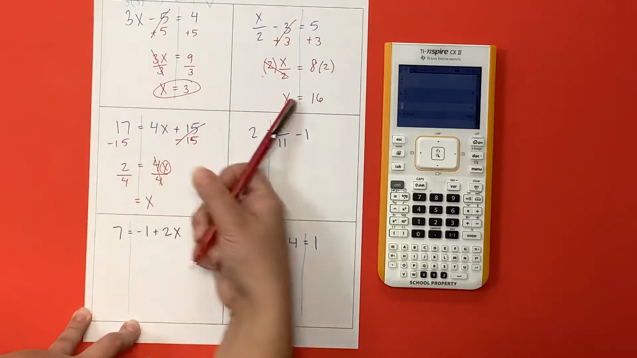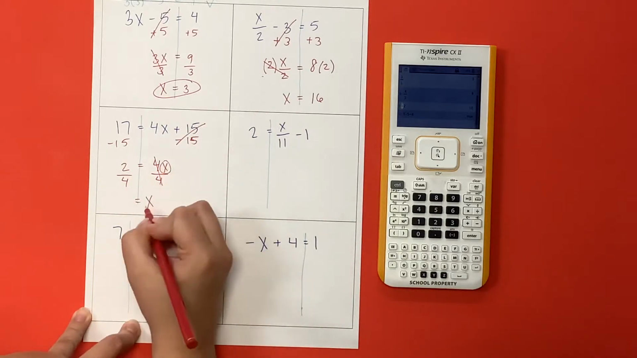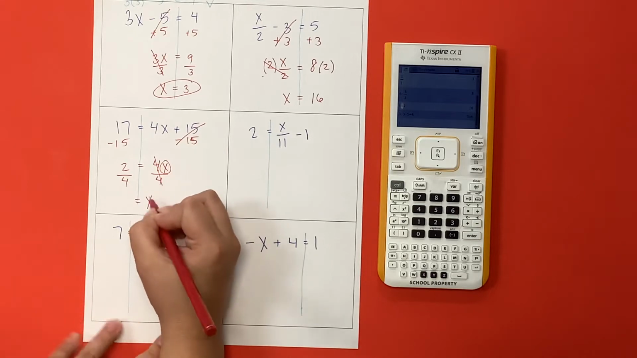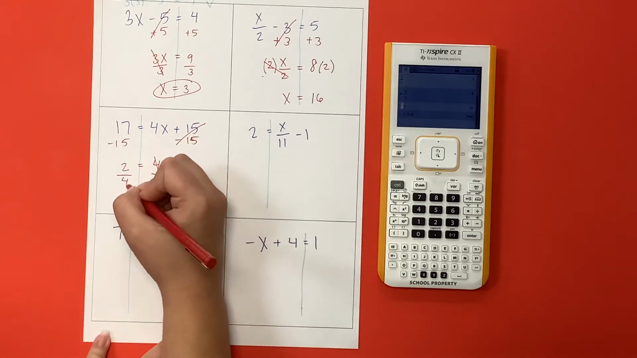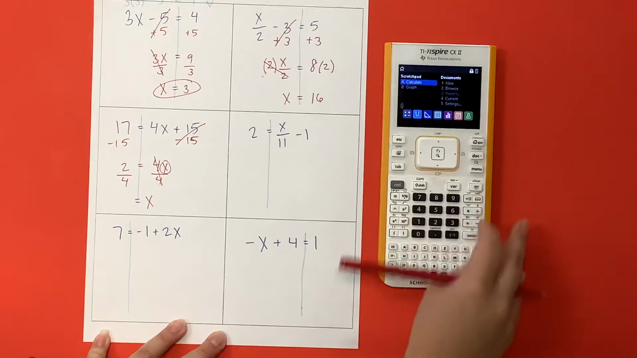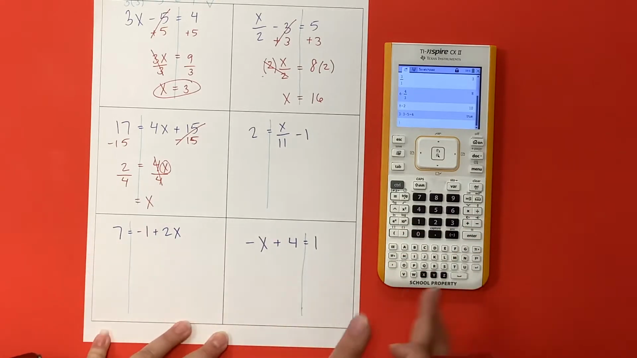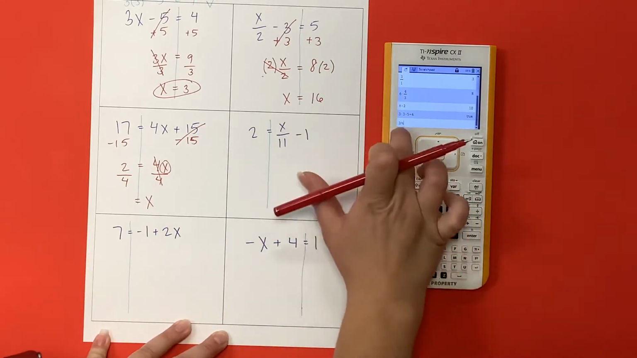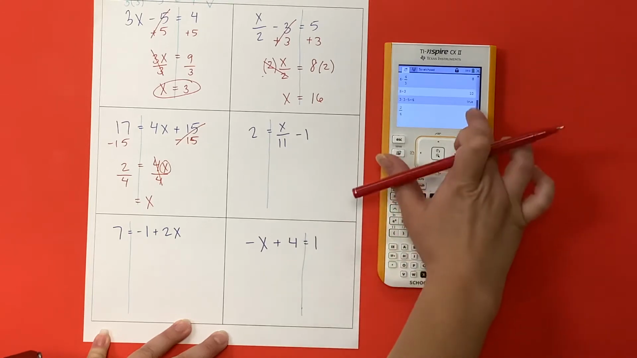That's what we always try to do. It is on this side. I'm going to keep it on this side just to be clear. 2 divided by 4 does not divide all the way out. It actually just reduces. So 2 divided by 4 reduces down to 1/2.